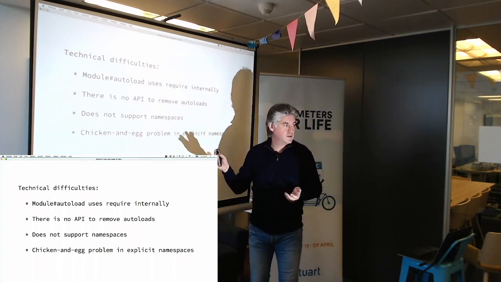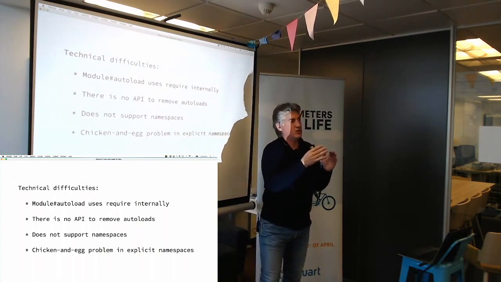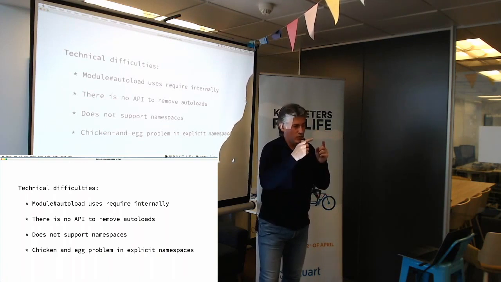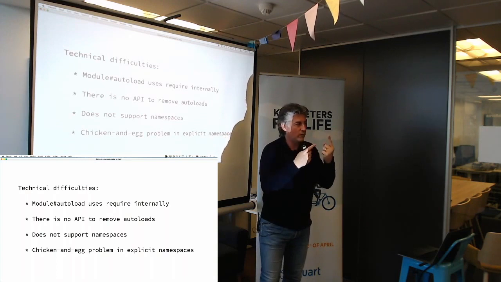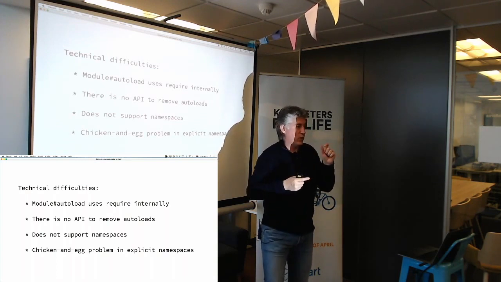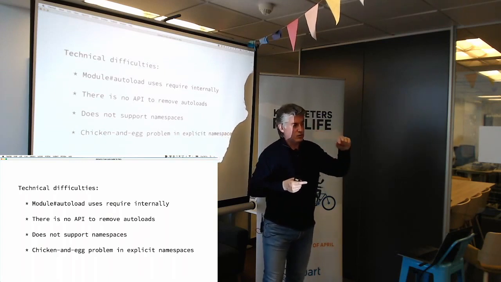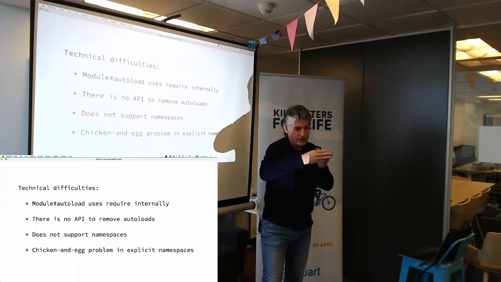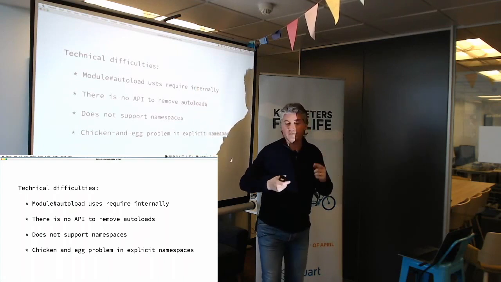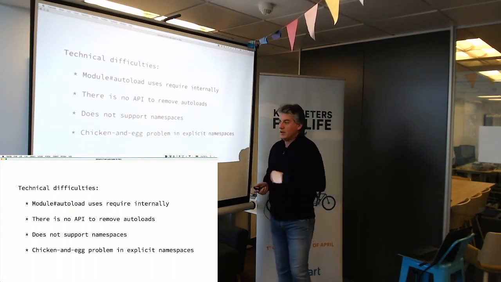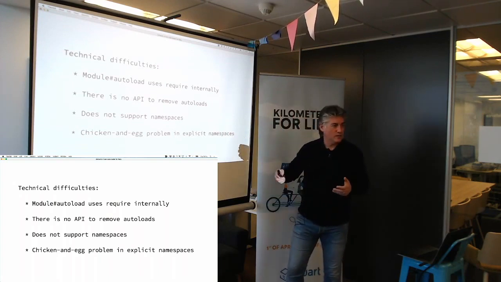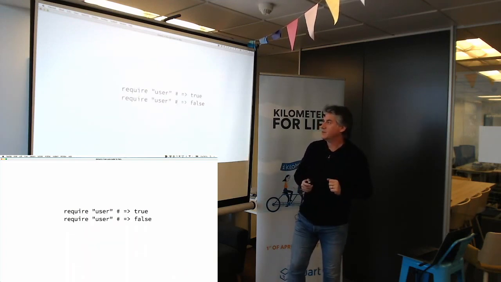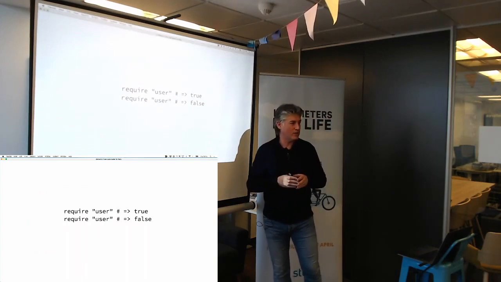Also, it does not support namespaces in the sense that you cannot say in Object autoload Admin::User. You cannot say that. You are only able to set an autoload for one level. So in Object, User, and then when you load Admin, you are going to be able to put an autoload for the children of Admin, but you cannot pass qualified names to autoload, only one level. The other one is a chicken and egg problem, which was the most difficult one for me, and I am going to explain that one later. All right, let's see how we work around those difficulties.